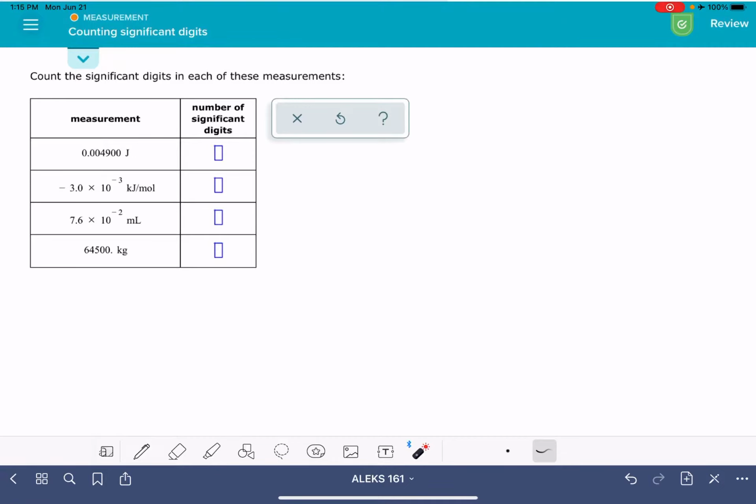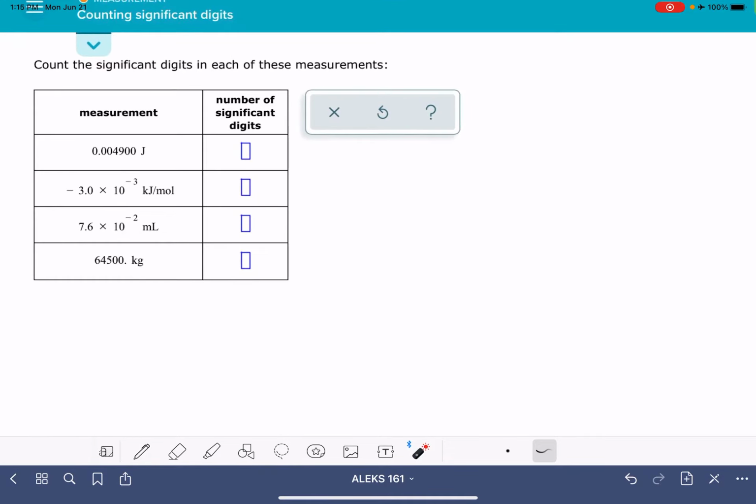In this video, I'm going to show you how to solve the ALEKS problem called counting significant digits. First thing that I want to say, significant digits and significant figures or sig figs, they are the exact same thing. Those terms are used interchangeably.